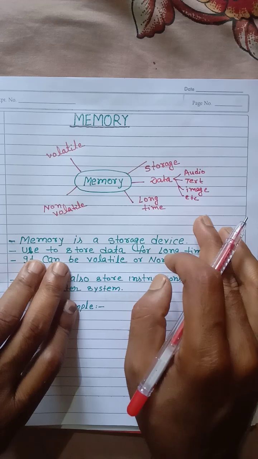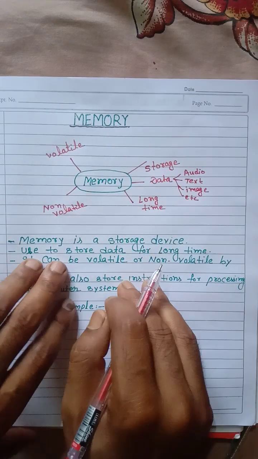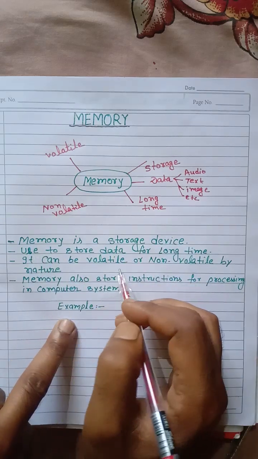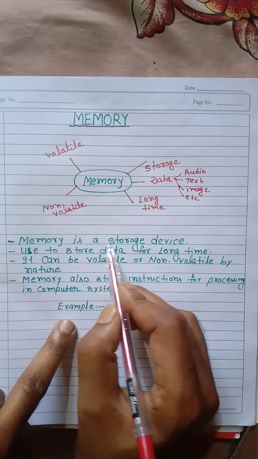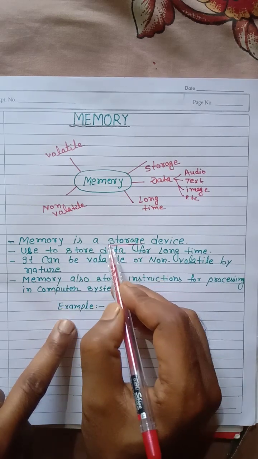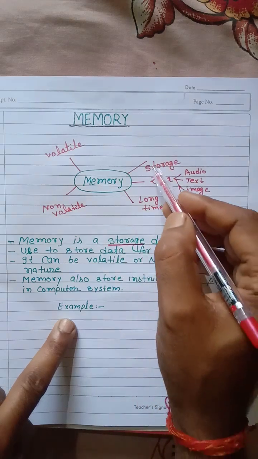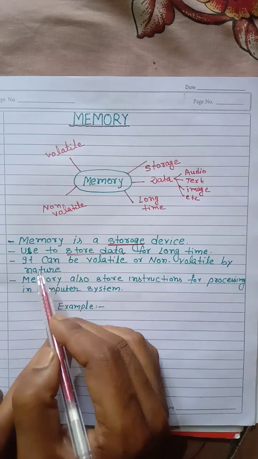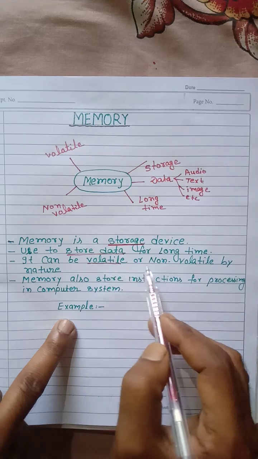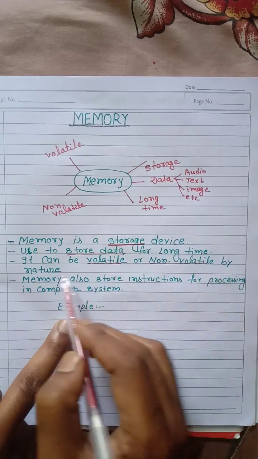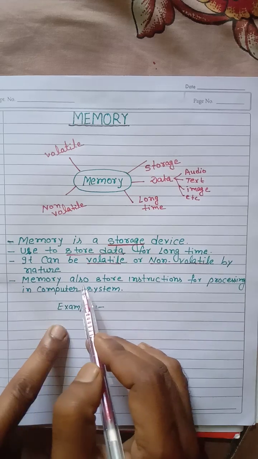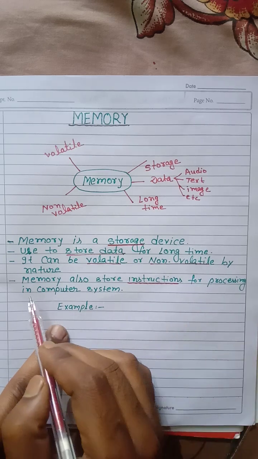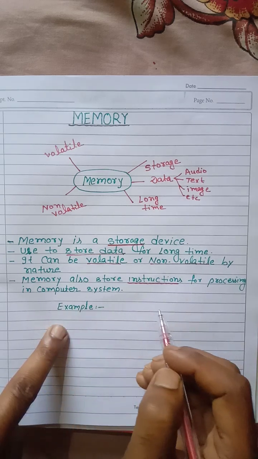Now we make sentences related to memory. We revised it. We already wrote some points related to memory. Memory is a storage device, used to store data. The third point is that it can be volatile or non-volatile by nature. Memory also stores instructions for processing in the computer system.